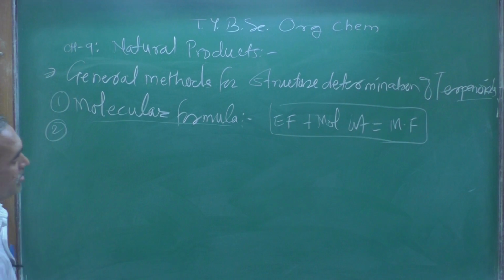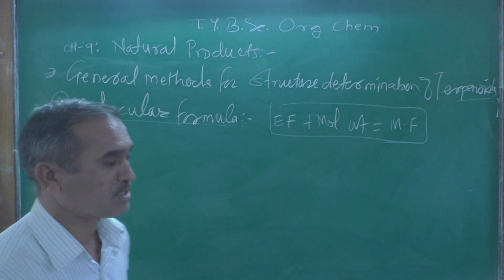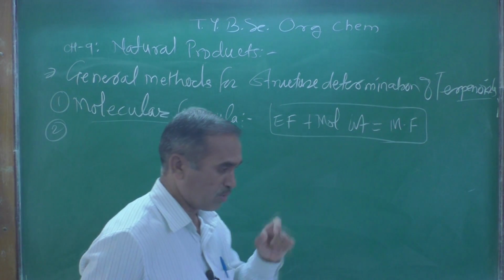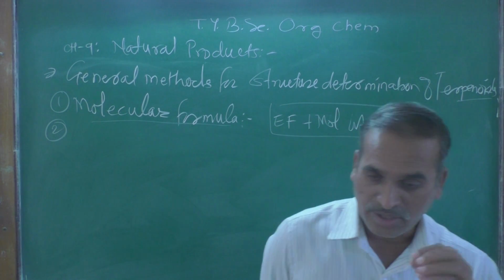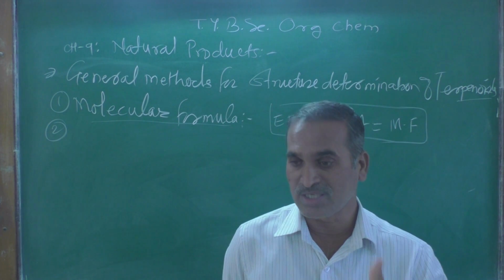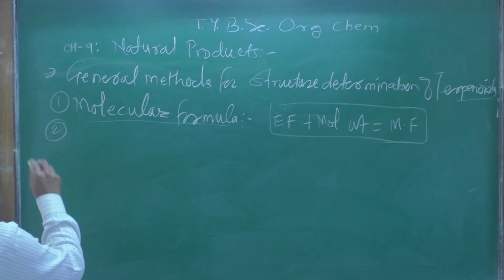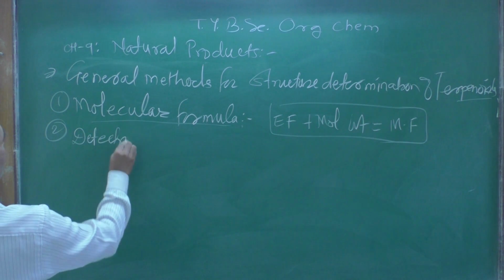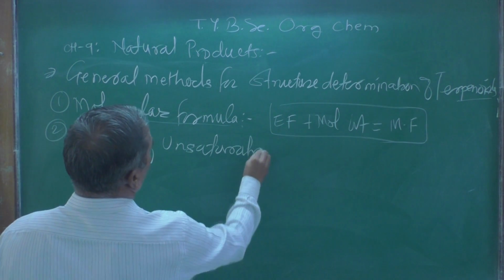Now the second test. What is the second test? Detection of unsaturation. Once you have the molecular formula, next you have to find out the detection of unsaturation, to identify how many carbon-carbon double bonds are present in that unknown compound. So the name given is detection of unsaturation.